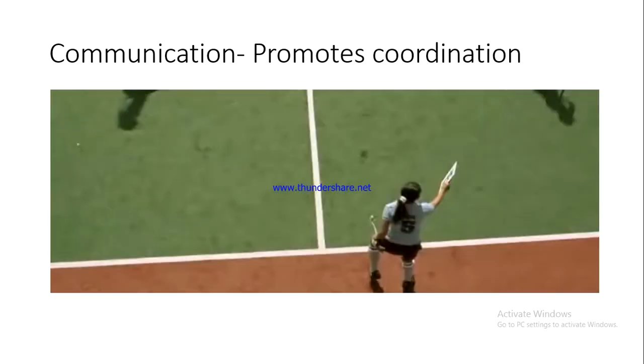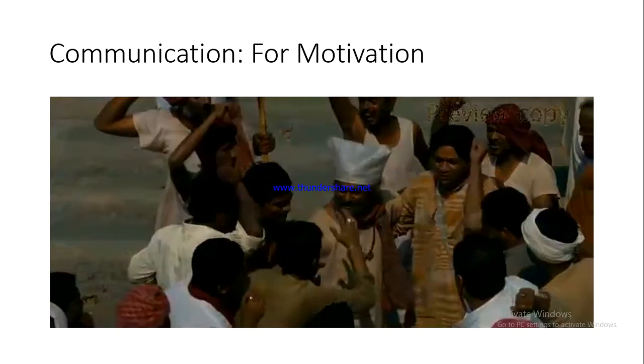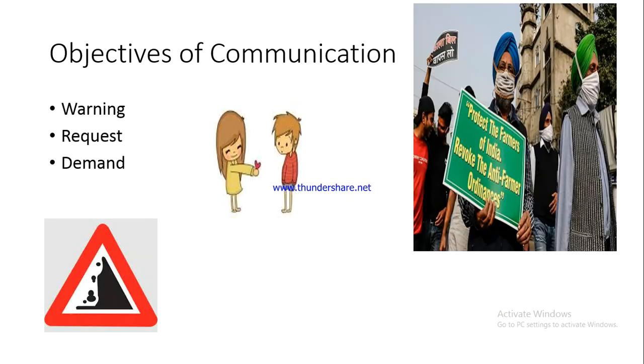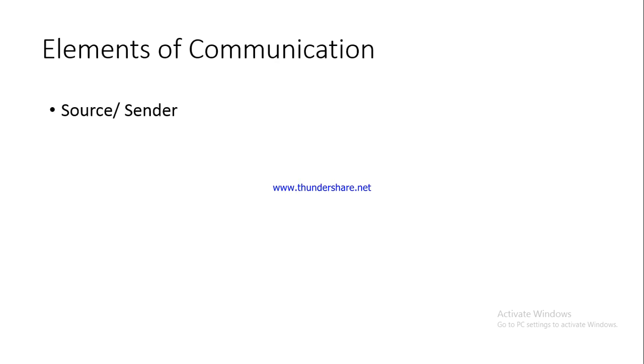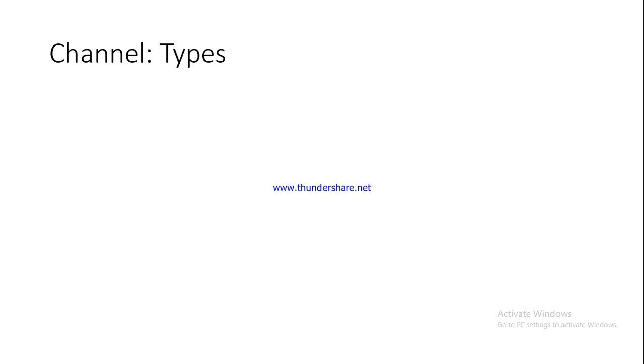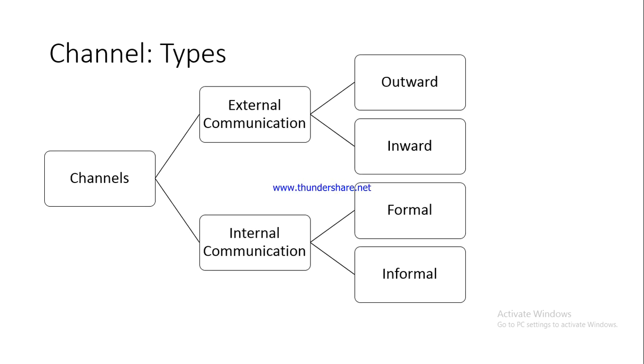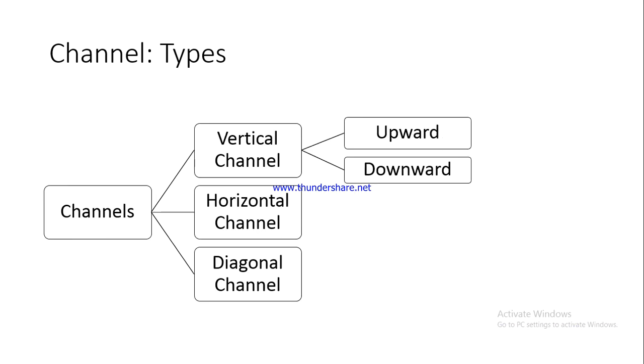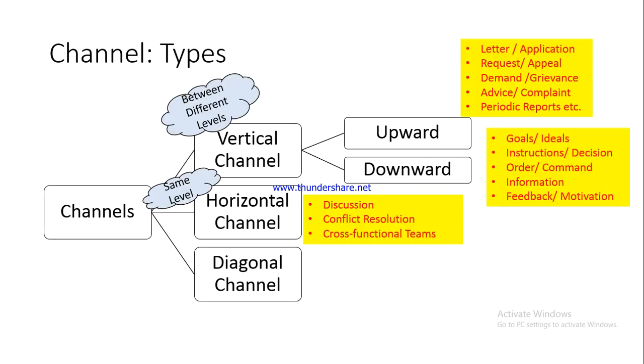Then we talked about the various uses of communication, what we try to achieve through communication. We talked about the standard communication model. We talked about the various elements involved in communication. We talked about the types of channels that are there. And we talked about some examples as well.